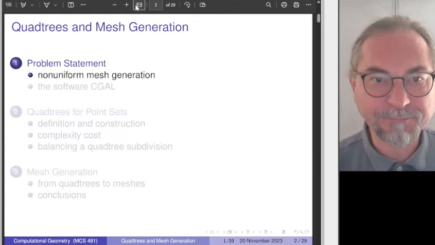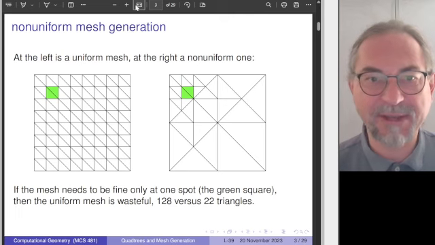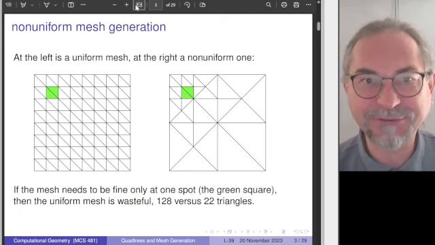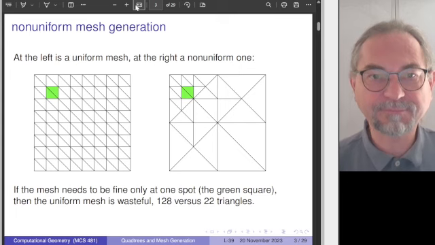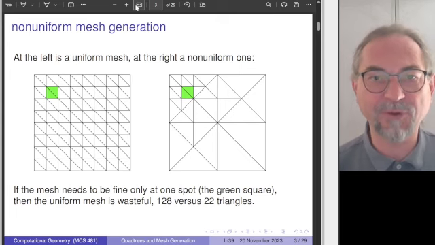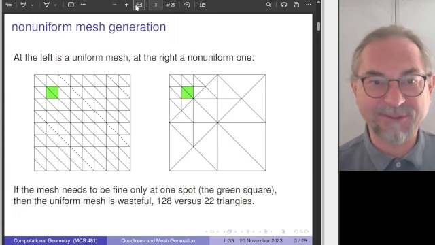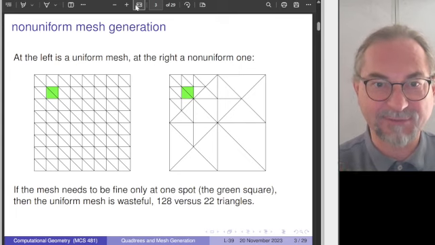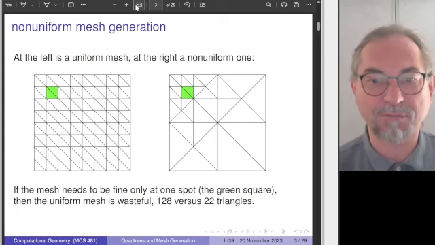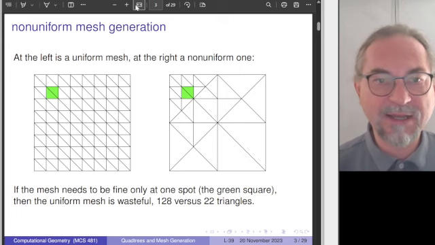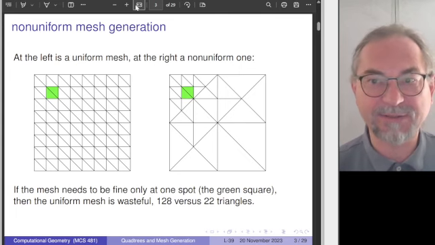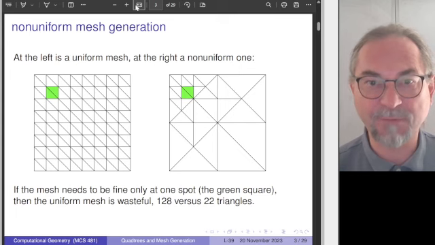Okay, here is a mesh, actually two meshes. At the left we have a uniform mesh, so we have a square and we triangulate this square in all kinds of small boxes. At the left the mesh is uniform. At the right we have a non-uniform one.